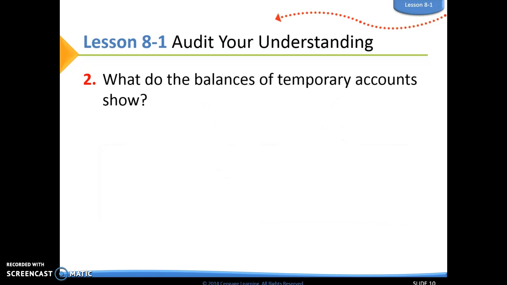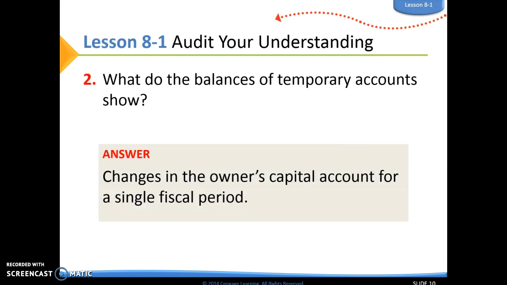Number 2, what do the balances of temporary accounts show? They are going to show the changes in the owner's capital account for a single fiscal period. So it's only looking at one fiscal period for those temporary accounts.